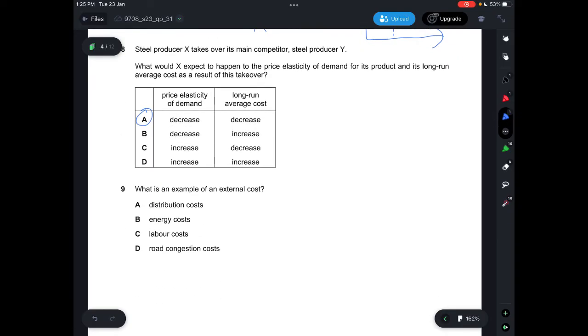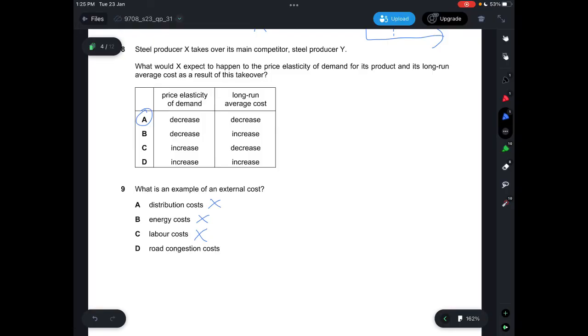Question 9, what is an example of an external cost? External cost is basically the cost that is incurred outside of production. So A, distribution cost, is considered an internal cost. Energy cost is also an internal cost. Labor cost is also an internal cost, because internal cost takes into account your production, what would result in costs when it's producing something.